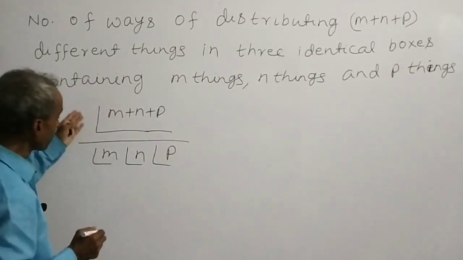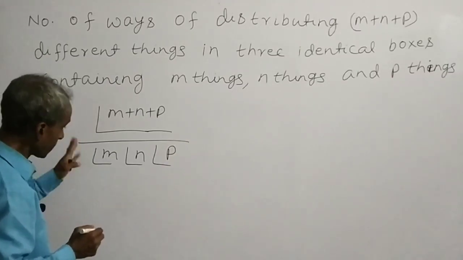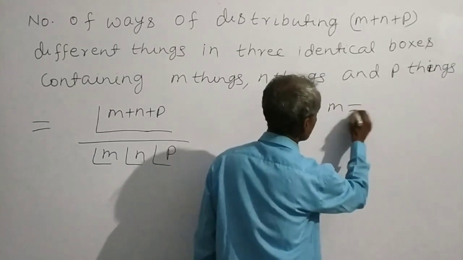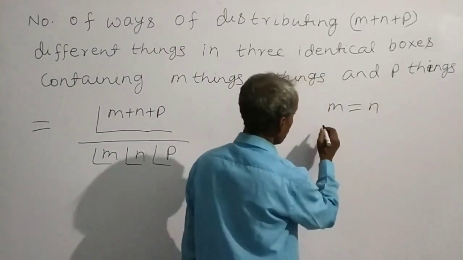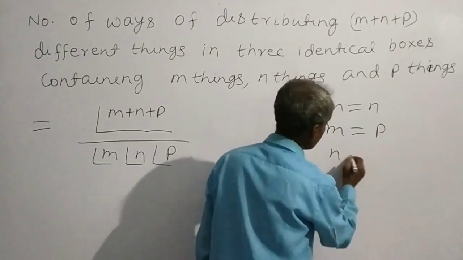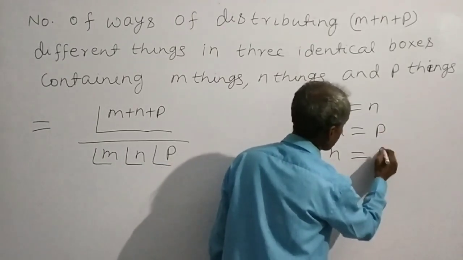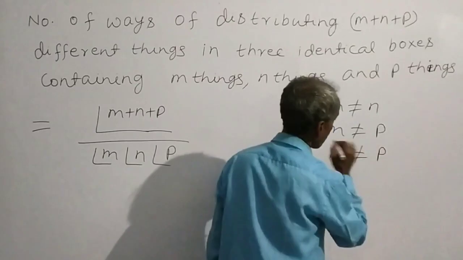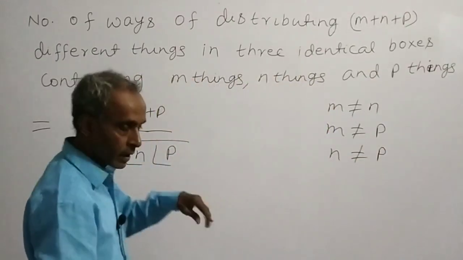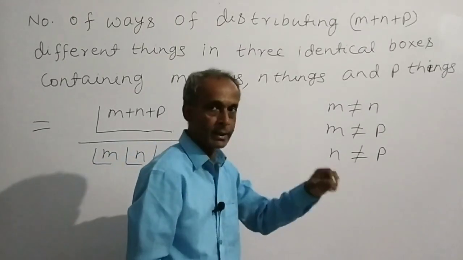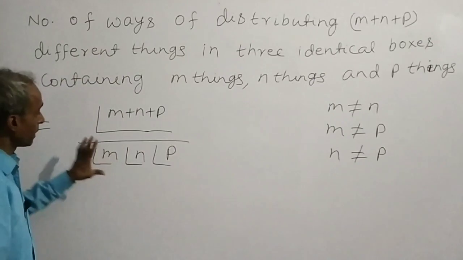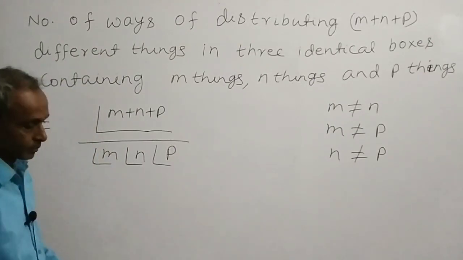Number of ways will be equal to this if m is not equal to n, m is not equal to p, n is not equal to p. That means no two of m, n and p are equal, then the number of ways will be equal to this.